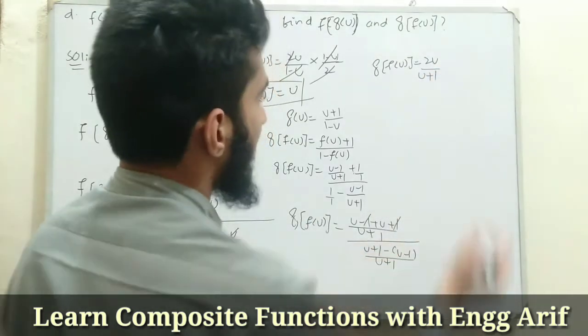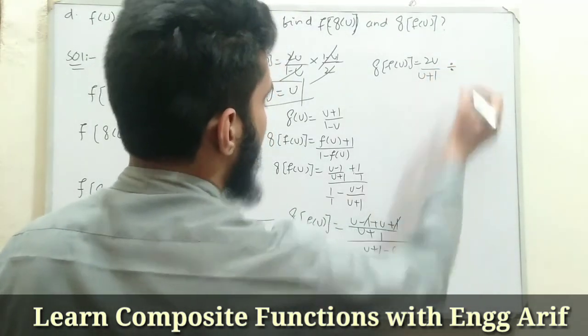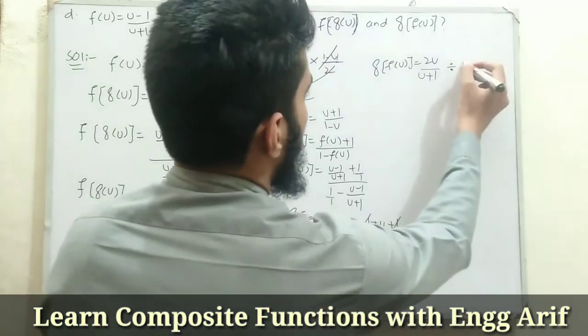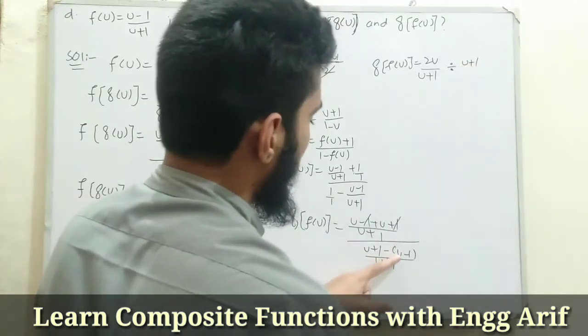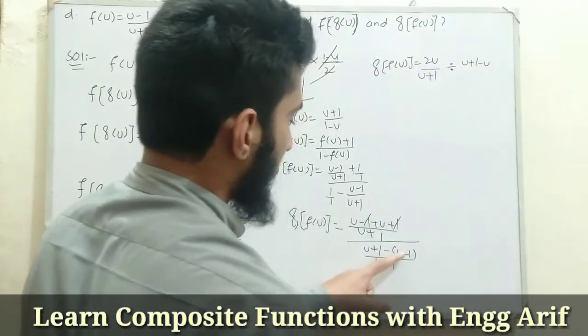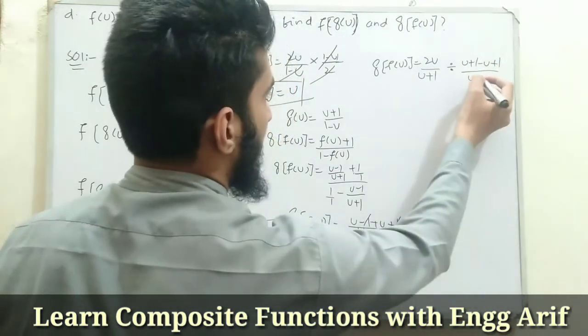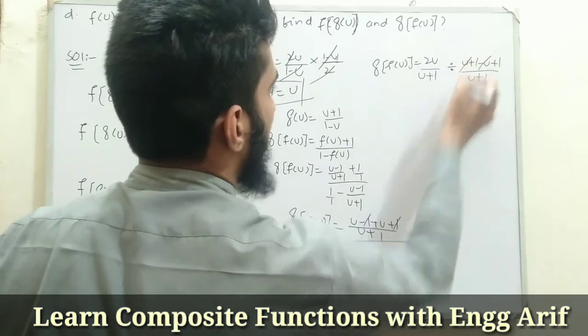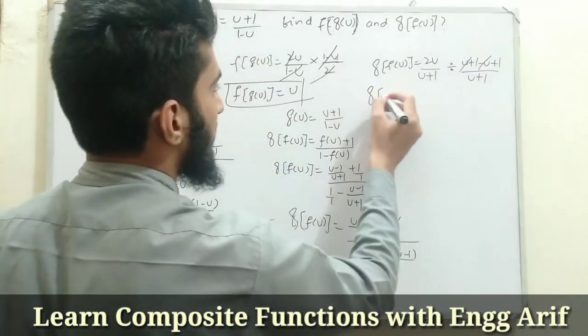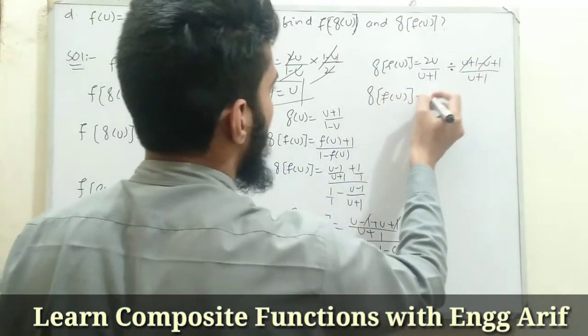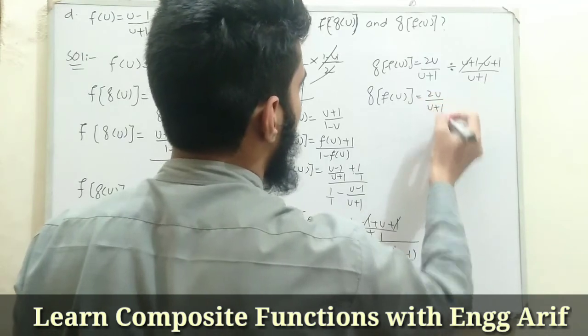Here is a long division, which can be written as a simple division sign. Over here u plus 1 gives us minus u, and after this minus gives us plus 1, divided by u plus 1. Now minus u will cancel out with u, so we are left with g of f of u equal to 2u divided by u plus 1.